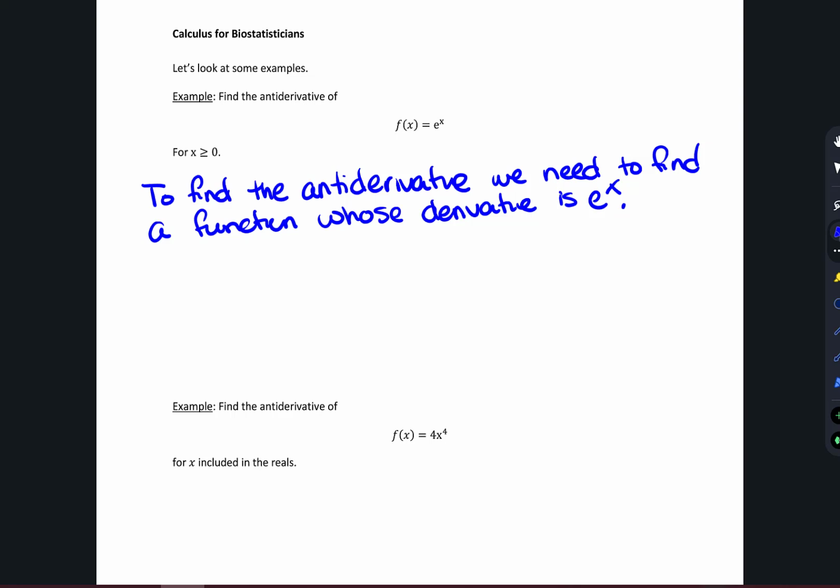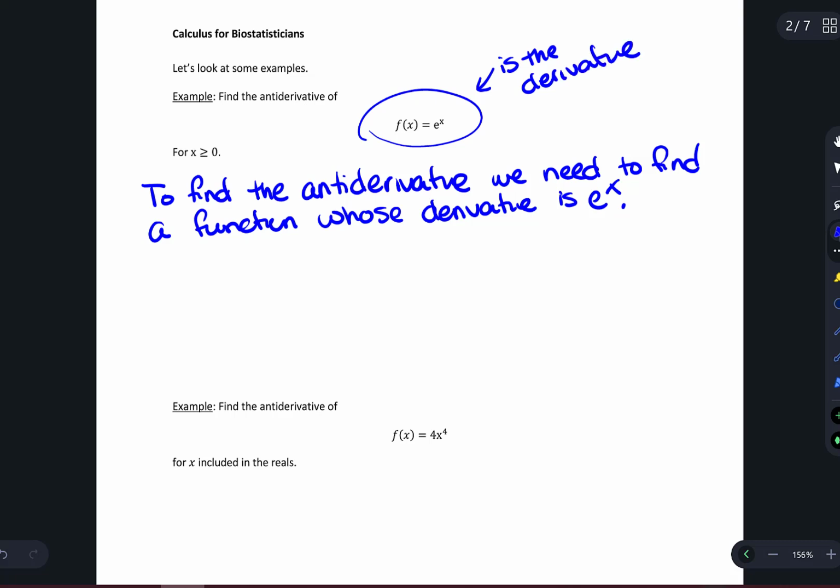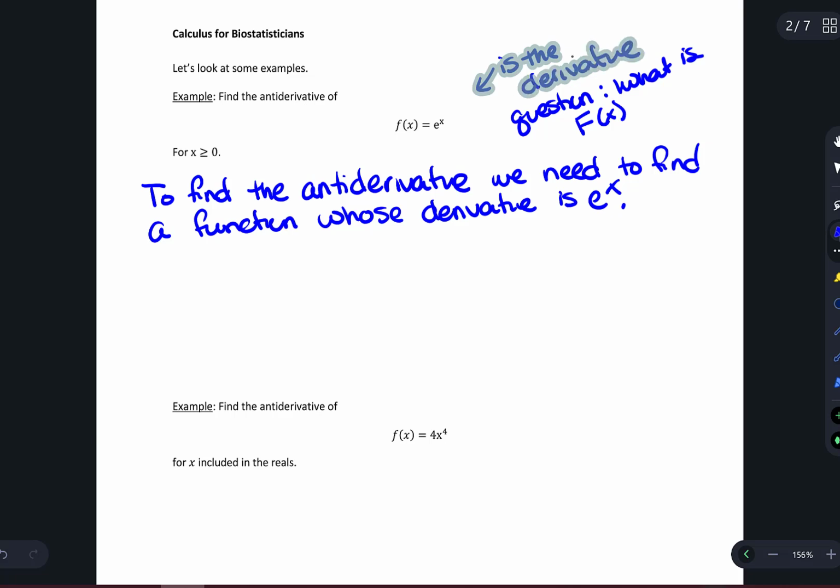And so again, in contrast to everything that you've done up to this point, you've been given the function and you found the derivative. Here, we're saying that this f of x, this is the derivative. And then our question is, what is F of x, where F of x is the function that would give us that derivative.